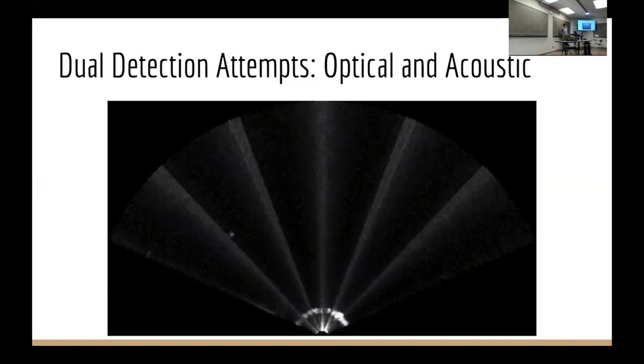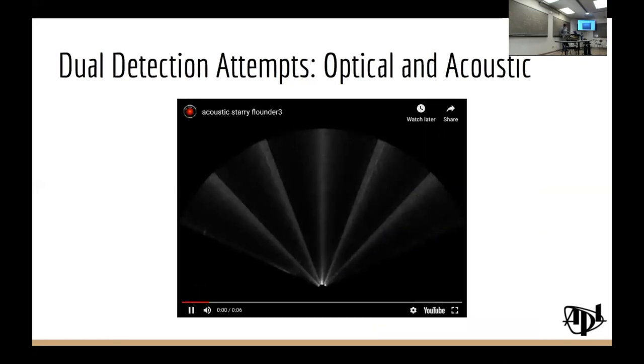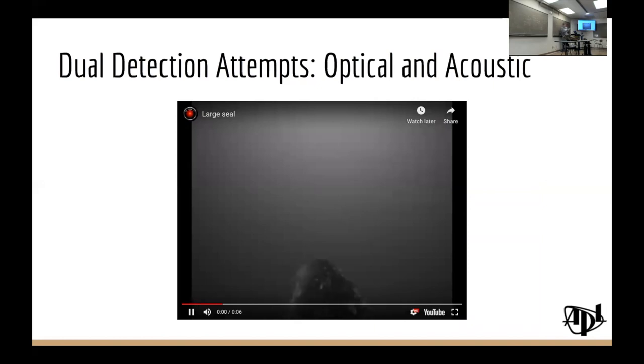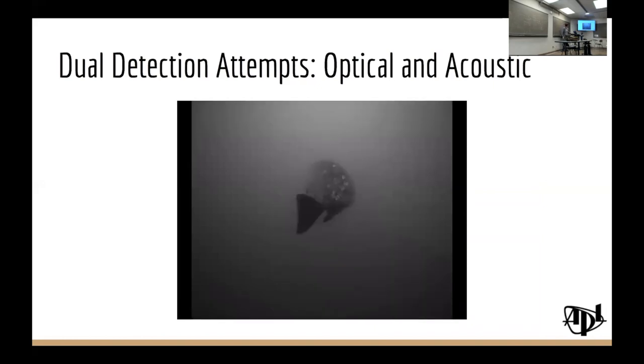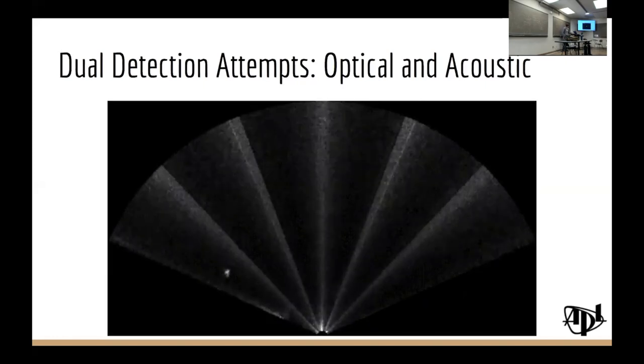As another example, here's a seal. This is at the MSL site as well. And in this video, unfortunately, it cuts off and we don't get to see it swim away, but you can imagine that if it swam for another couple seconds, it would disappear into the water. And once again, the acoustic signature for this. You can see the seal, but then it disappears.